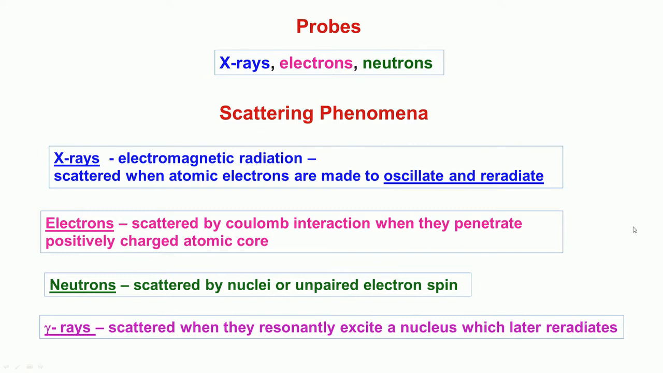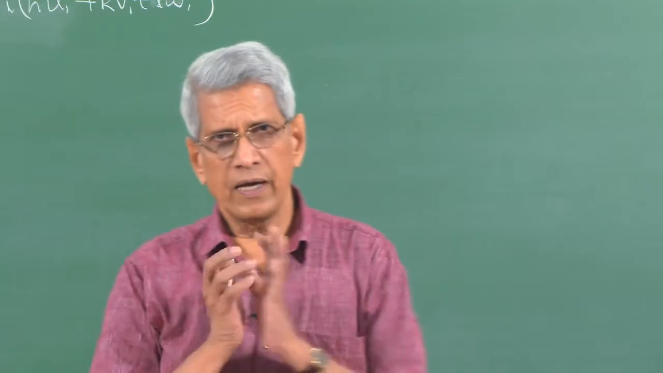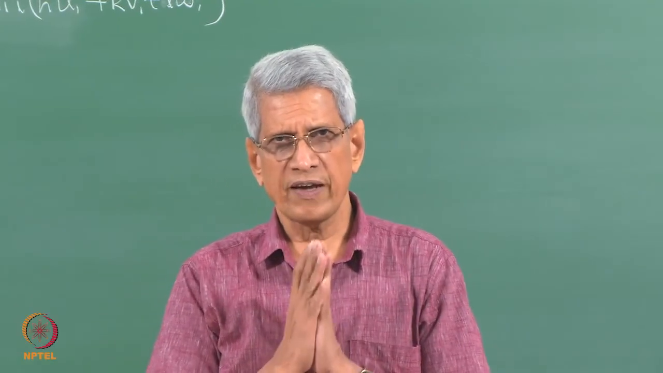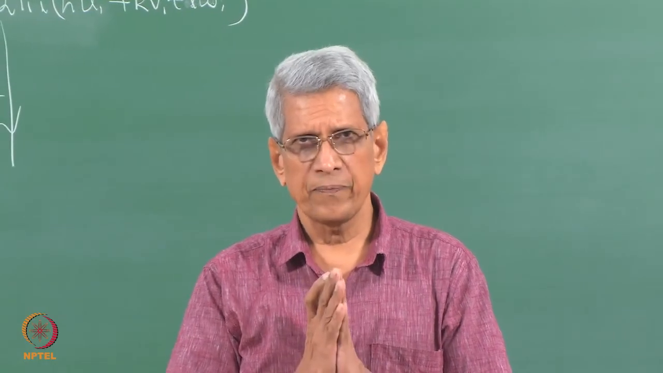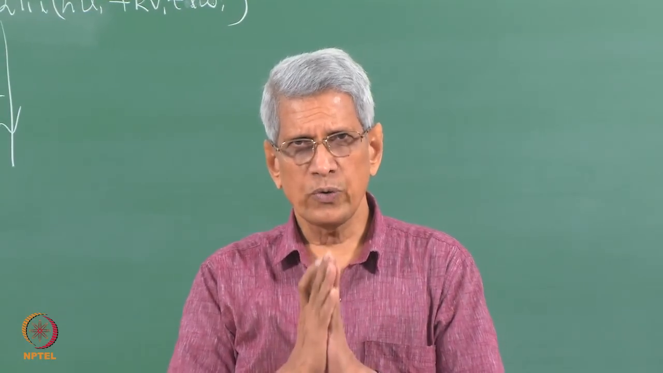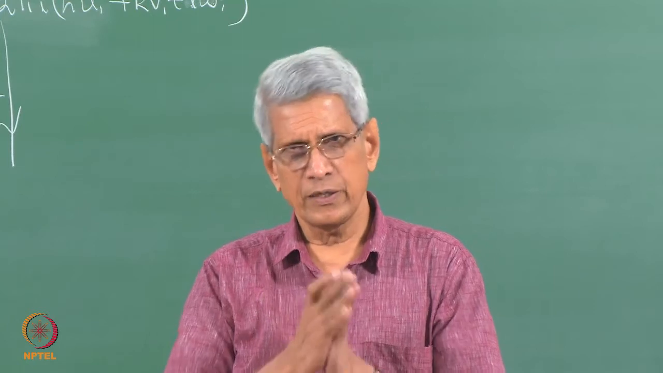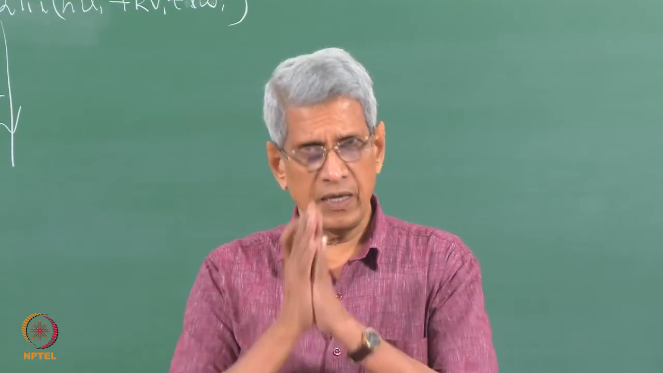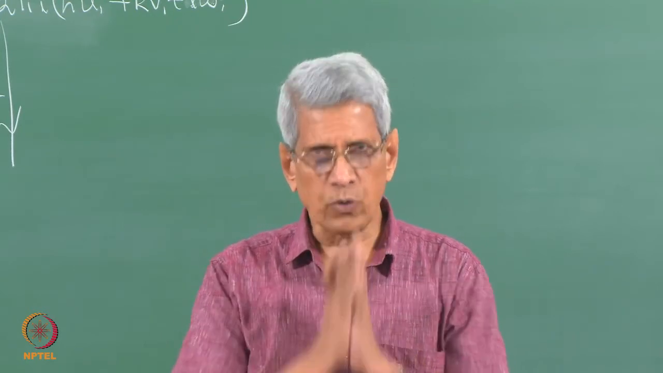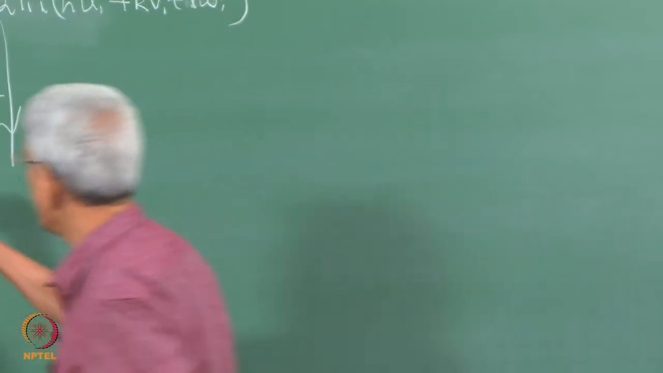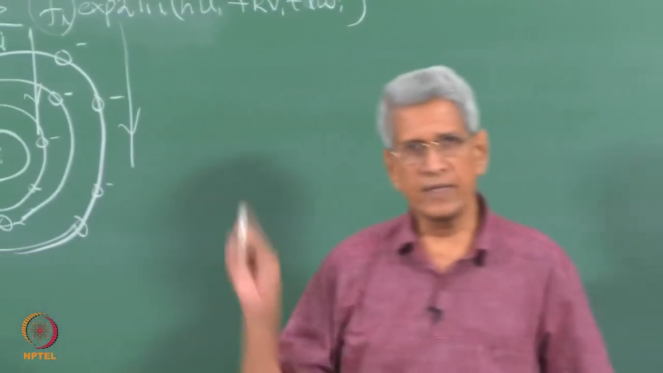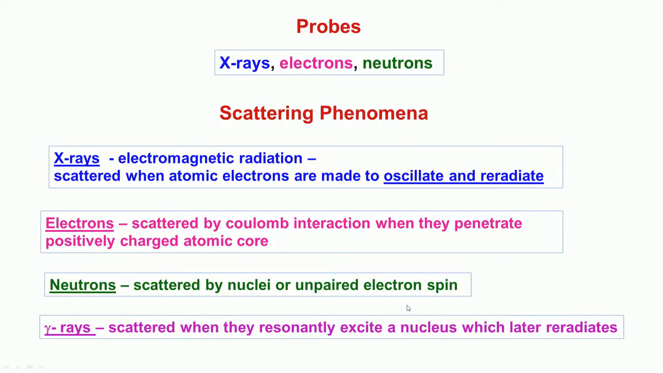If you look at neutrons, how do neutrons interact? Neutrons are essentially a neutral particle, so they are not affected by the charge distribution. Their interaction is mostly with the nucleus of the atom, and we know the size of the nucleus is very small, and the interaction takes place due to both.